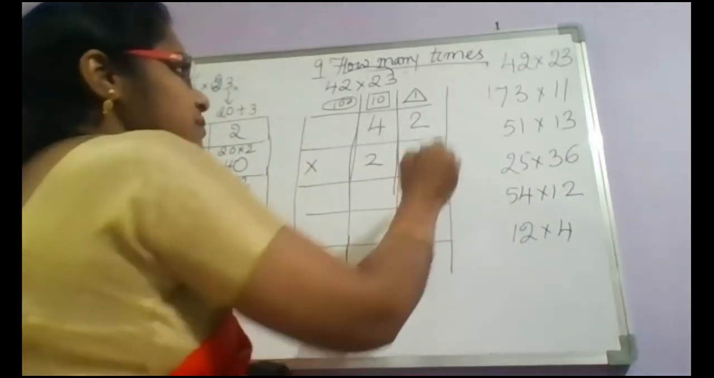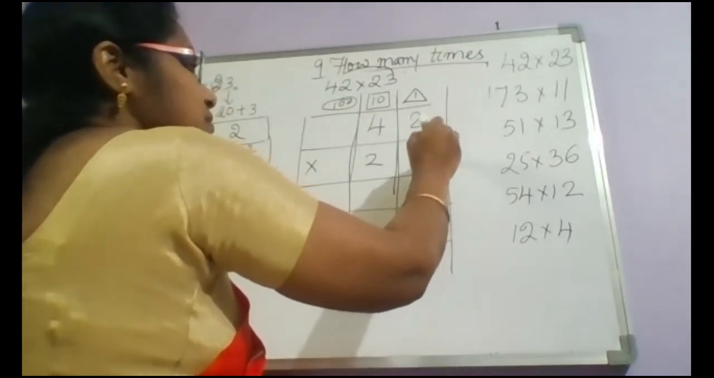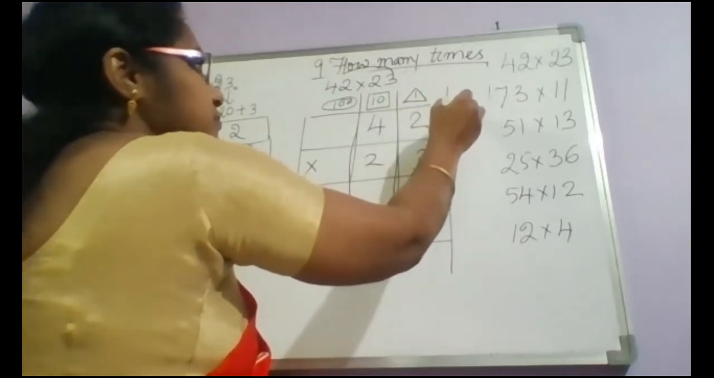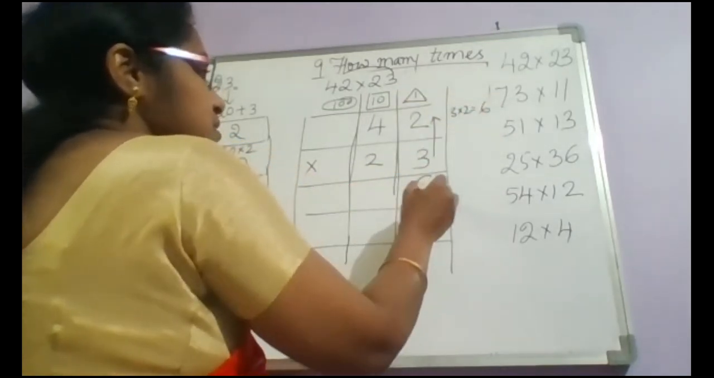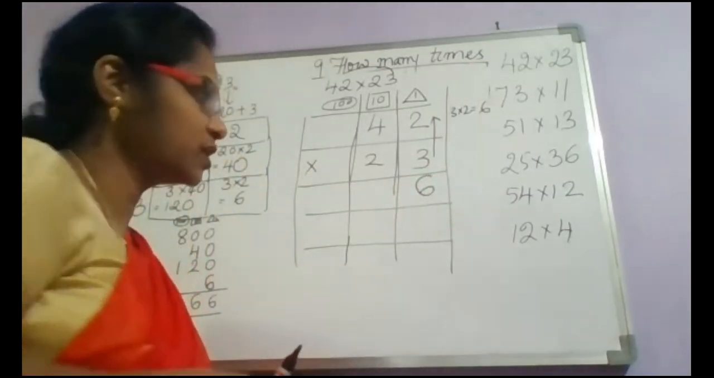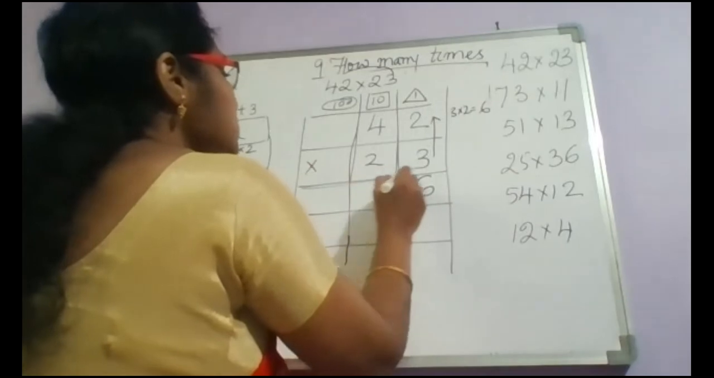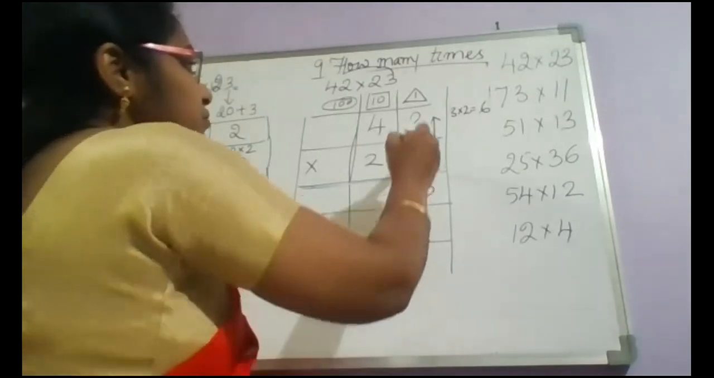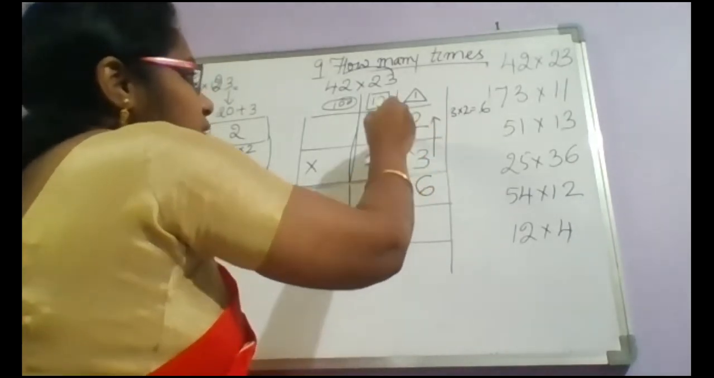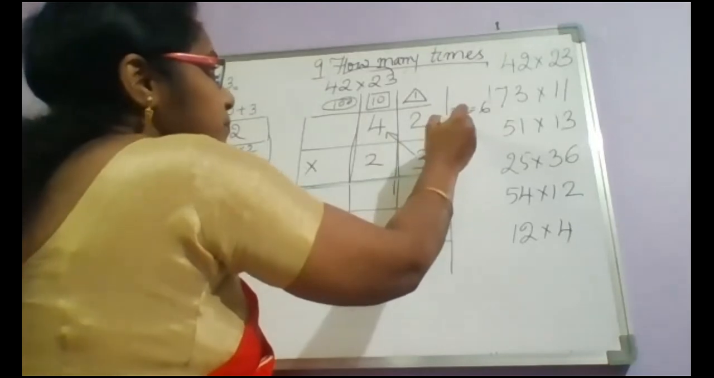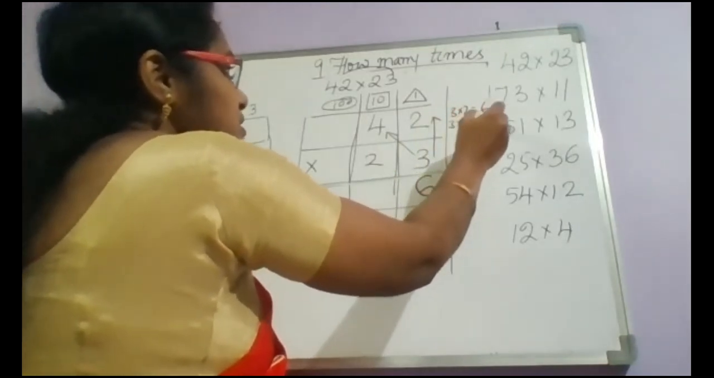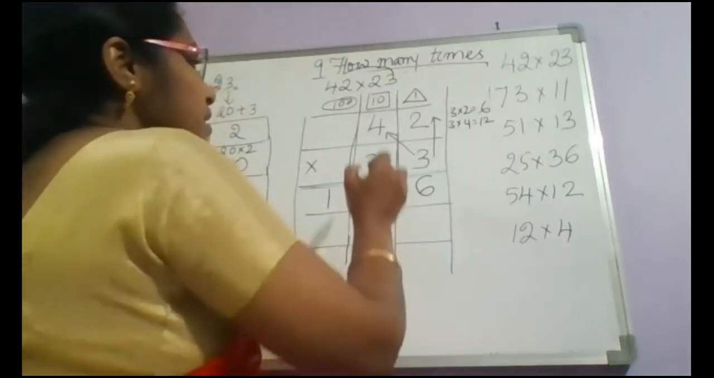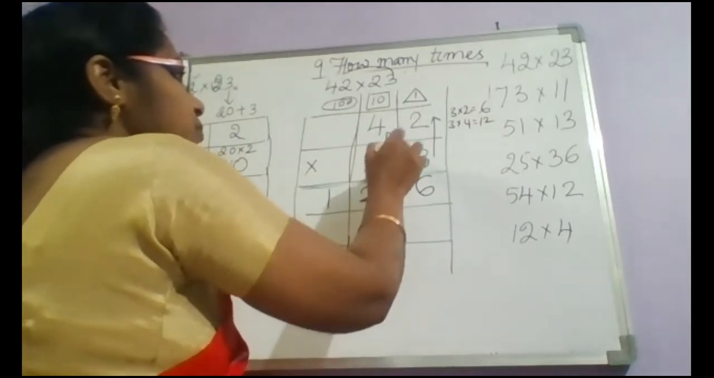So the first step is ones with ones: the number in ones with the number in ones. So 3 2s are 6. Place 6 here. And this is the answer. To know the difference, let me draw with another color here. Here it is the answer. Next, this 3 multiplies with 4. 3 4s are 12. Be careful while writing the digits: 126.